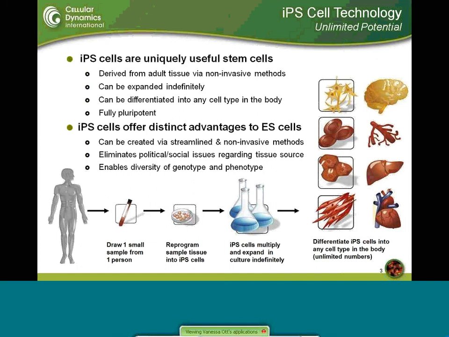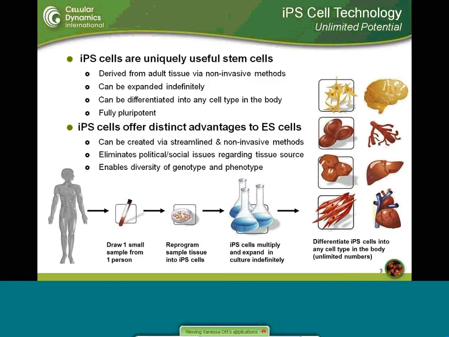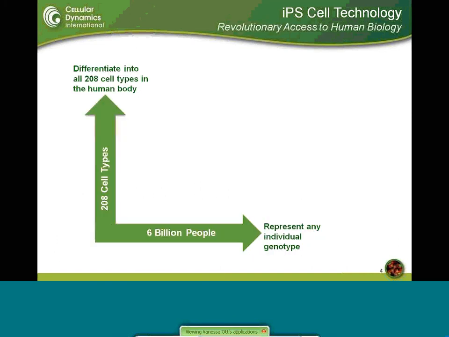The iPS cells offer distinct advantages compared to ES cells. They can be created via relatively streamlined and non-invasive methods. They eliminate many of the political and social issues regarding tissue source. And probably most importantly from a scientific perspective, it really enables modeling of diversity of genotype and phenotype within a population. So this last point is further illustrated on this slide, and it attempts to show the real revolutionary access that this technology provides to human biology.